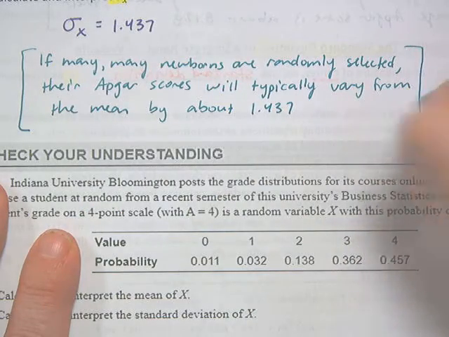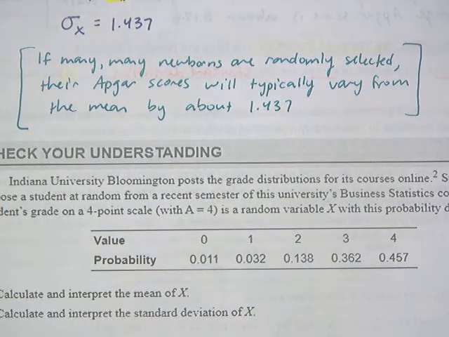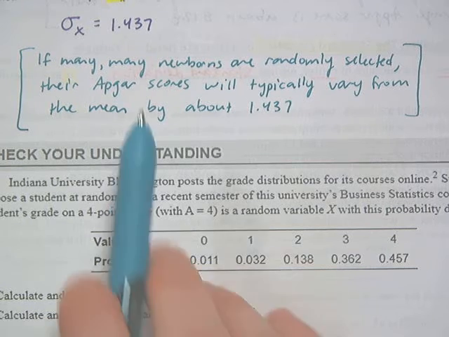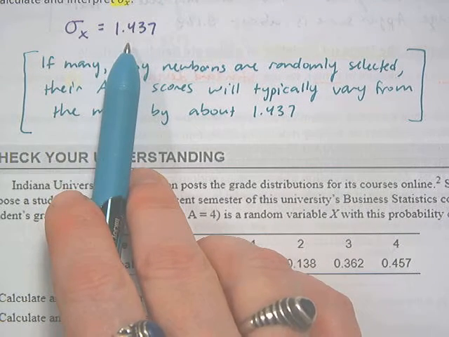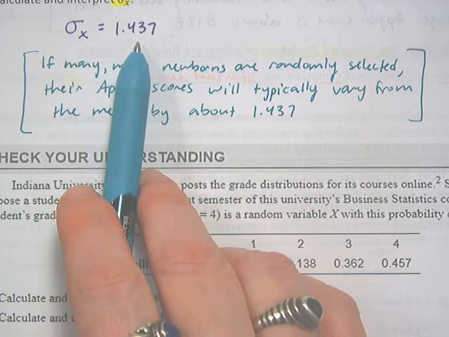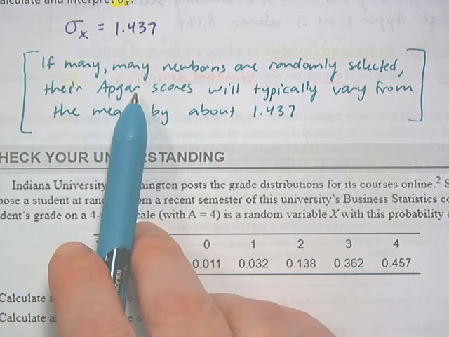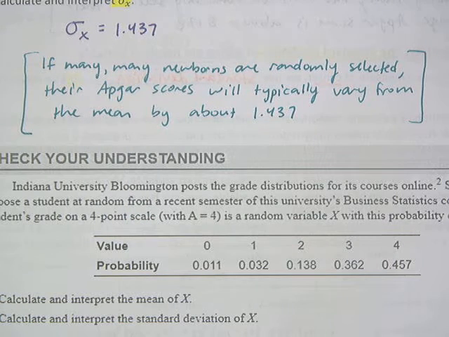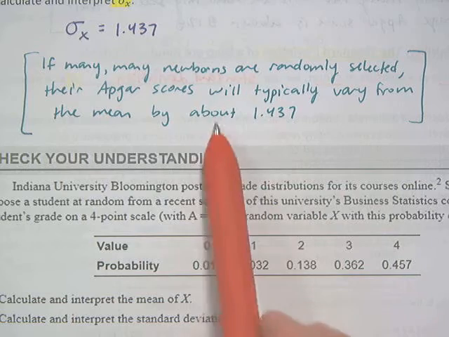Now, I know that's a really abstract thing to wrap your mind around. I won't ask you to do that on a test. So if you can get the answer on your calculator, that's success. If you can then tell me what it means in words, that's even better. But it's okay if you can't.